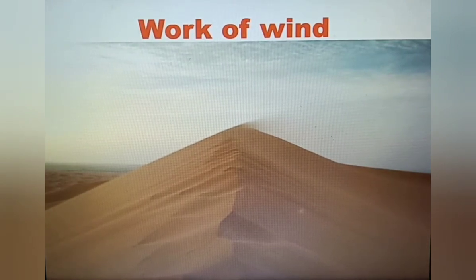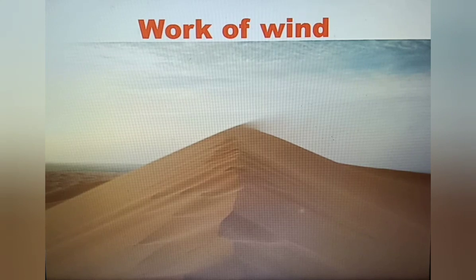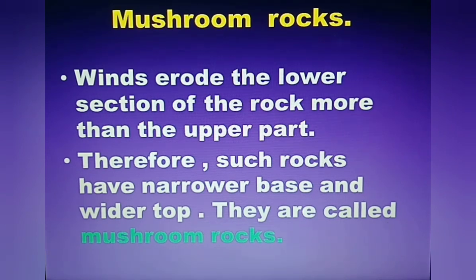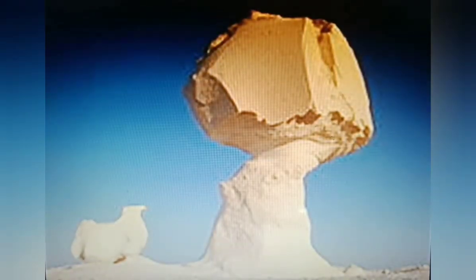Children, next we are going to study the work of wind in deserts. Mushroom rocks. Winds erode the lower section of the rock more than the upper part. Therefore, such rocks have a narrower base and wider top. They are called mushroom rocks. You can see the picture of a mushroom rock. It has a narrower base and a wider top, like a mushroom. That is why they are called mushroom rocks.